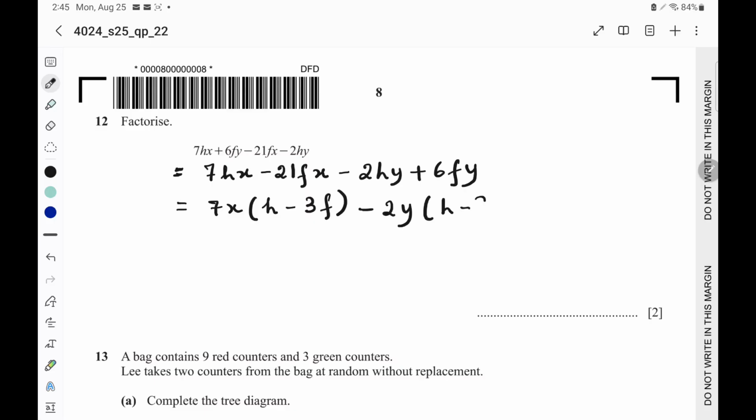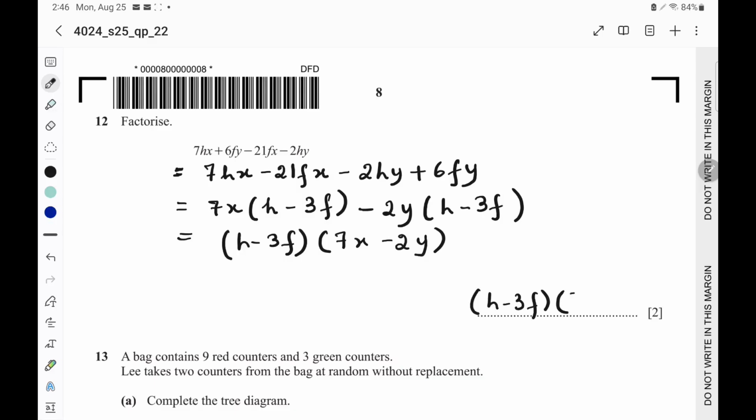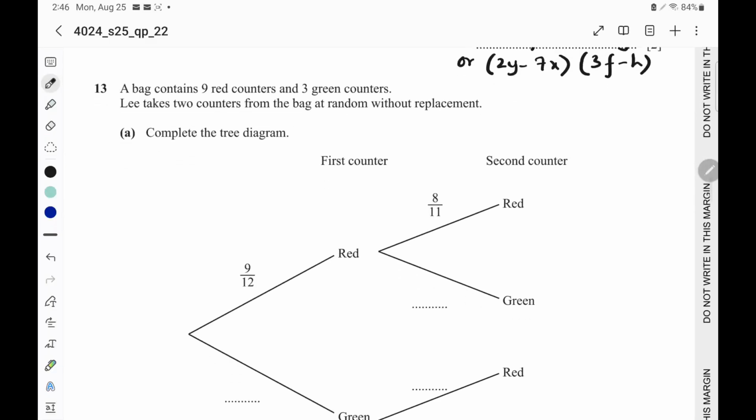So here h minus 3f, it means we did the arrangements correct. So that is h minus 3f and 7x minus 2y is the answer. Okay, so h minus 3f and 7x minus 2y. Or in your marking scheme, if you rearrange in a different way, so you can have 2y minus, if you are getting this, then it's also correct. Okay, all right. So afterwards, we have question number 13.